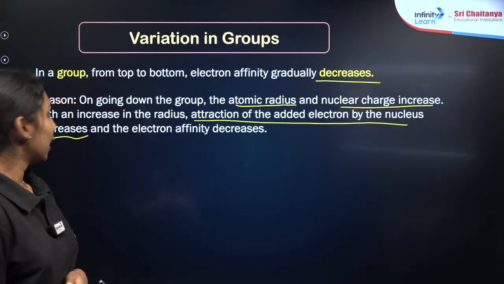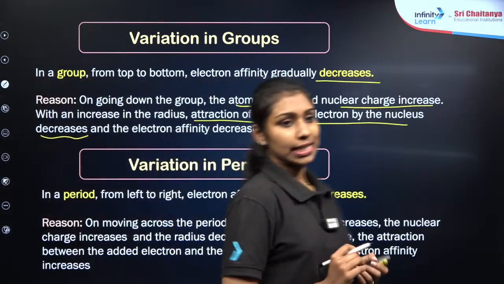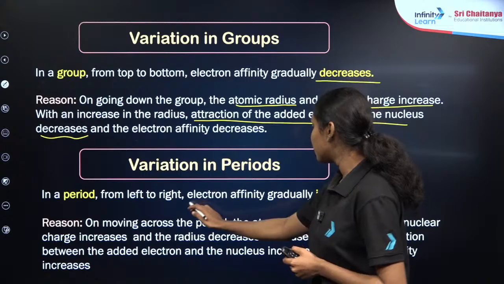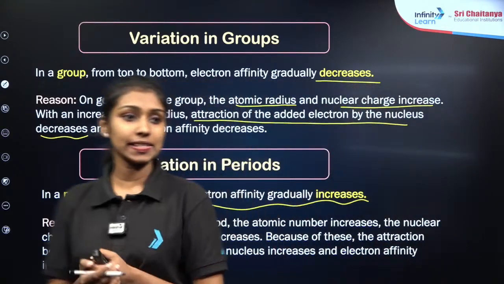Yes. Fine. Now, what will be the trend in a period? Just opposite, right? Whenever we move from left to right in a period, the electron affinity always gradually increases. What will be the reason?